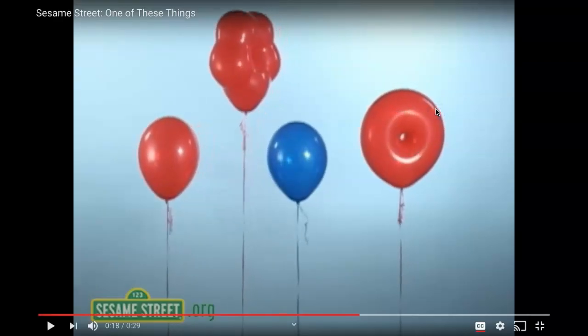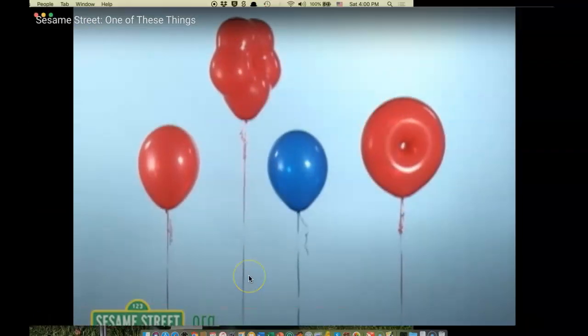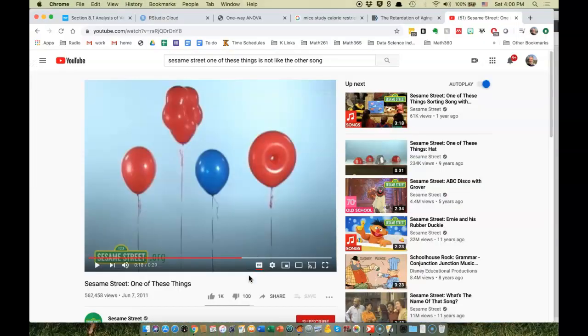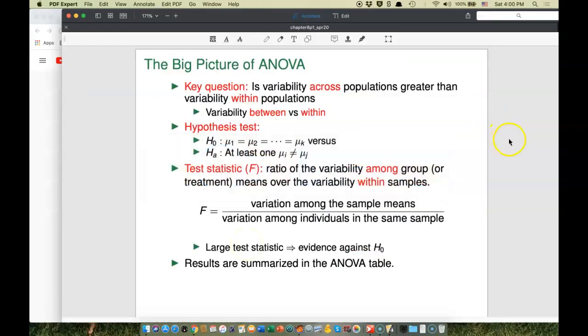See how the box plots just move down lower, and here we've got the variability. So it looks like Sesame Street knew a little bit about statistics too. All right, so let's get back on track here. At least one of these things is not like the other seems to be the theme here.